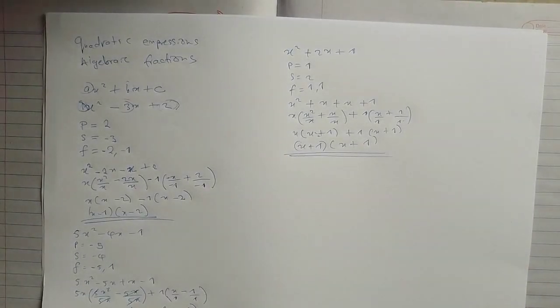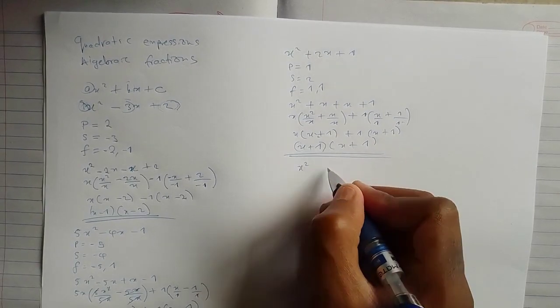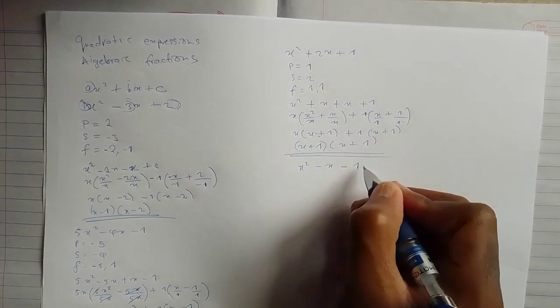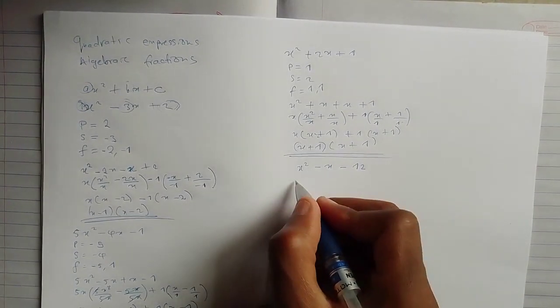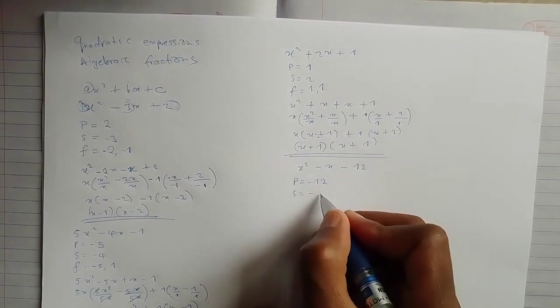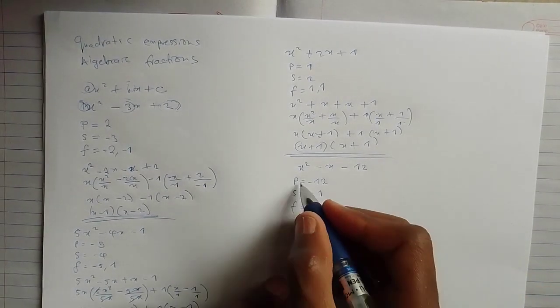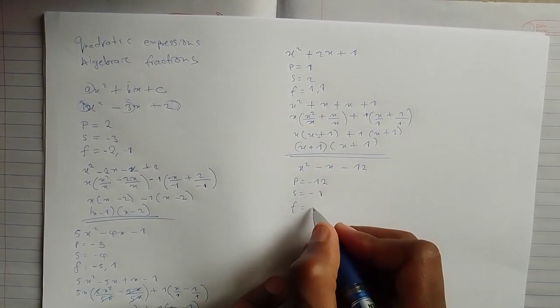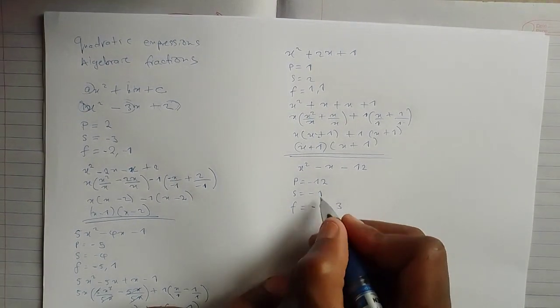Then let's do our final example, which is x squared minus x minus 12. So again, what do we do? We say the product is negative 12 and the sum is negative 1. Which two numbers are the factors? When we multiply gives this, when we add gives this, we have negative 4 comma 3. This times this will give us that, this plus this will give us that.